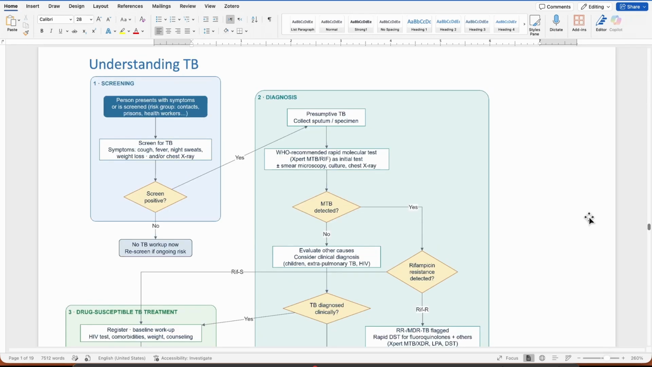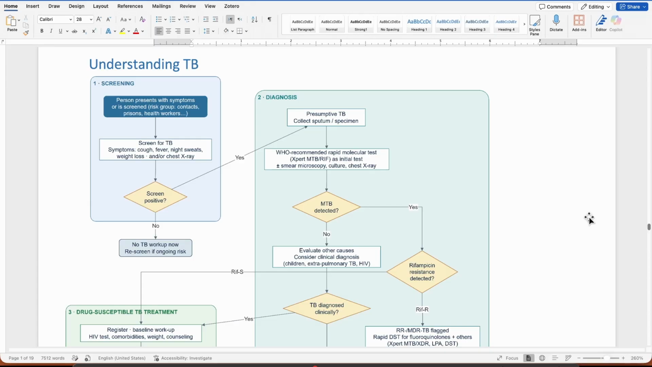TB is a contagious disease. It happens mainly in lungs, which is called pulmonary TB, but also outside lungs, and that is called extrapulmonary TB. Now, the contagious TB is pulmonary, which you can spread.